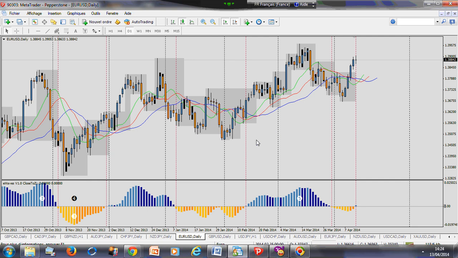Let's start with the euro dollar. So as you can see, the euro dollar is in an uptrend. We have seen a strong move up, so we need to see some retrace.